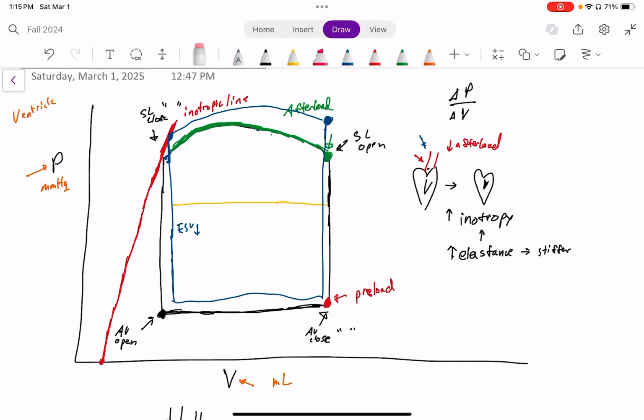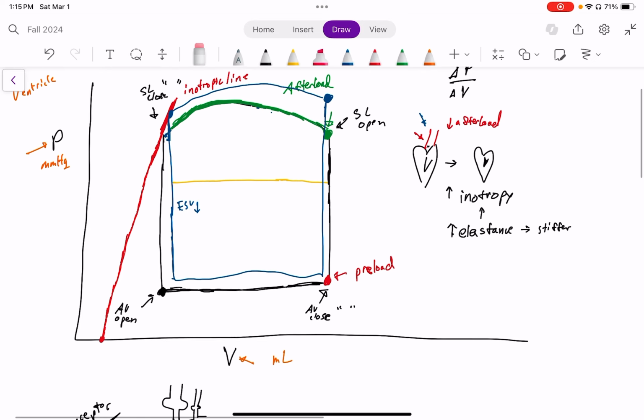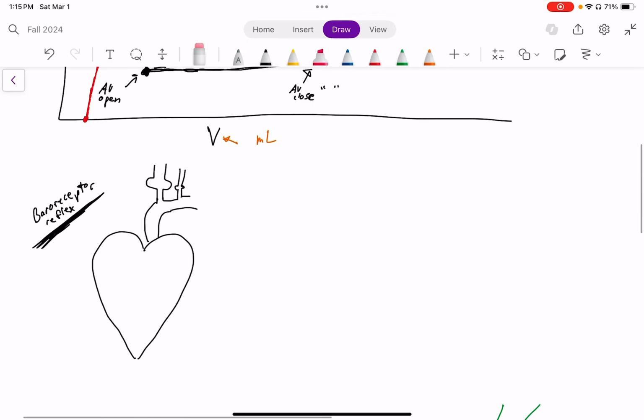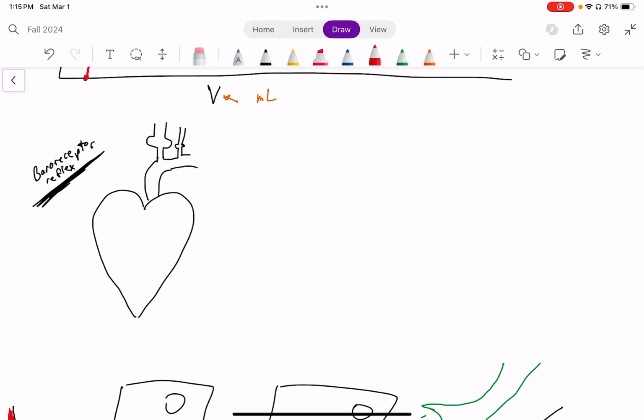Now, in order to control blood pressure, right? Because blood pressure is very, very important in the body. And then we'll see a little bit later why it is so important. But we're going to talk about how the body can control blood pressure. And this is one way that it does this, through the baroreceptor reflex.